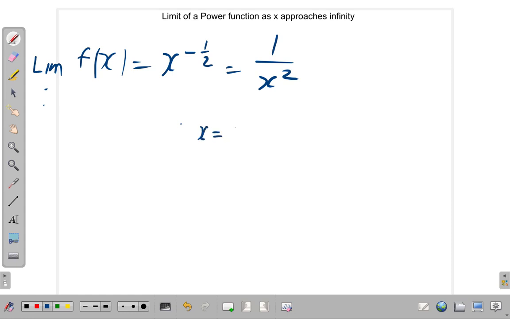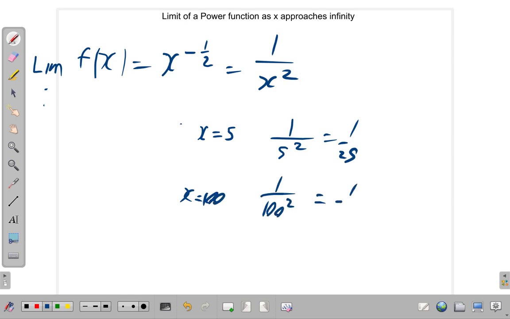For example, suppose x was 5. Then 1 over 5 squared is 1 over 25. Quite small. What happens when x reaches 100? Then 1 over 100 squared is 1 over 10,000, which is extremely small, getting smaller and smaller. It's approaching 0. So, as x increases, f of x gets closer to 0. Alright?